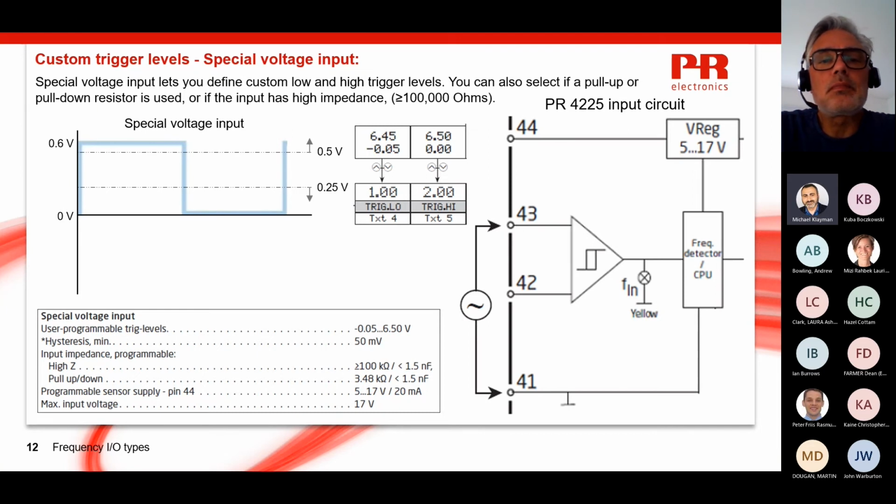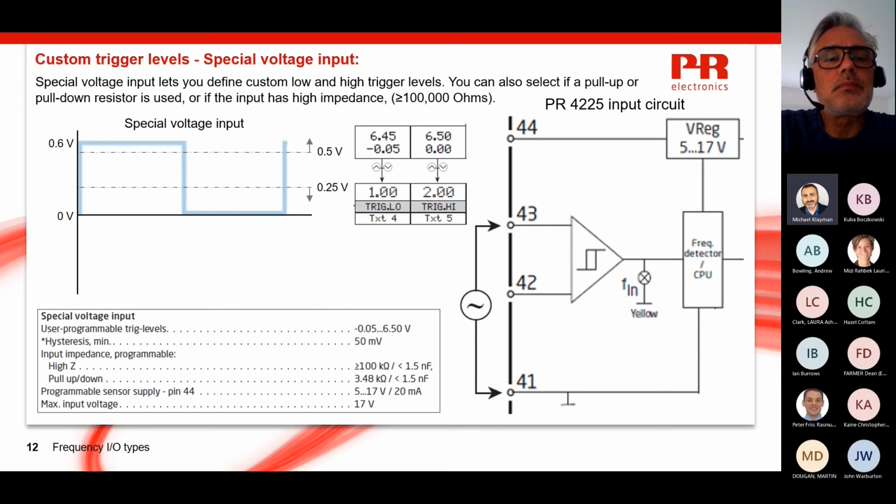So instead of using a standardized input type, we need to be able to define the trigger levels for the application so that the frequency can be measured. The 4225 has the ability to customize the input trigger levels, so it can measure the frequency if you define the low trigger level of, for example, 0.25 volts and a high trigger level of 0.5 volts. When the signal changes from 0 to 600 millivolts and back during each cycle, it will pass these trigger level points and the frequency will be measured.